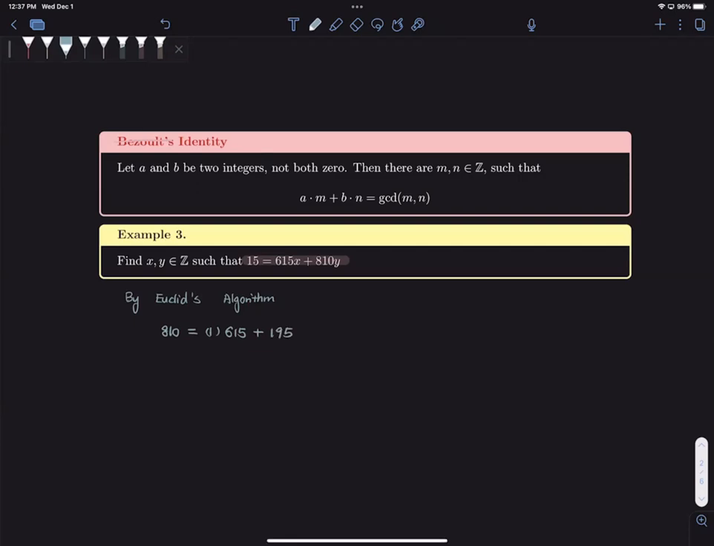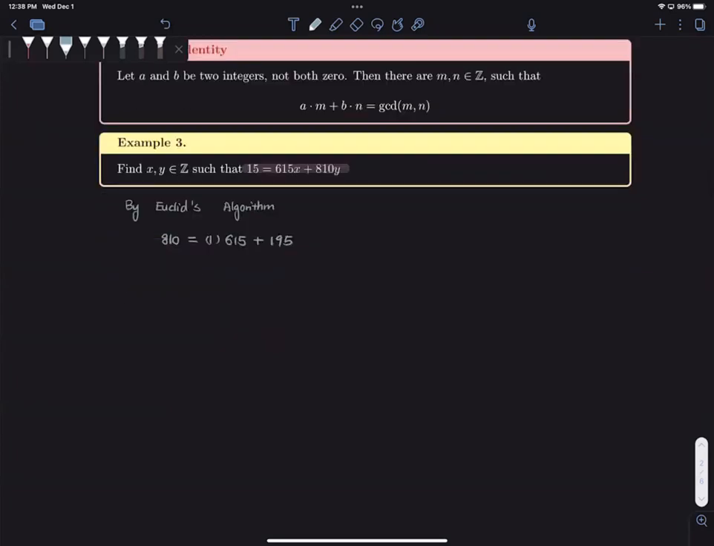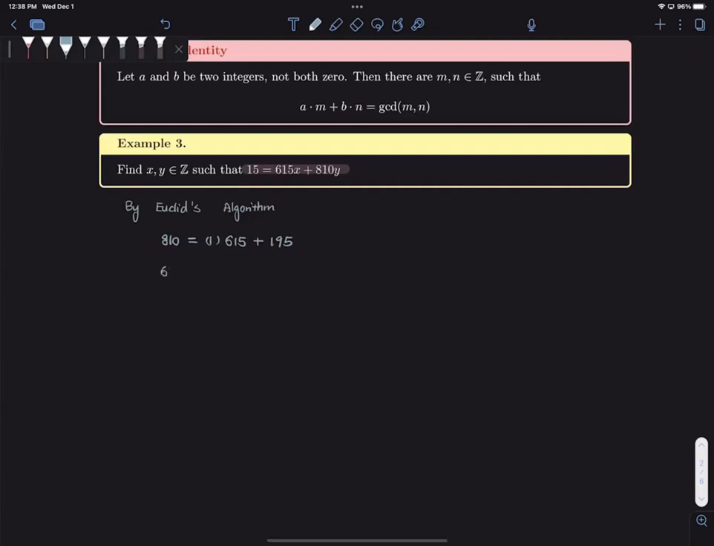Okay. If I made any computation error, you need to let me know. Now, what's my next line? 615 equals something times 195. What's my something? 3 plus, so the last digit is 5.